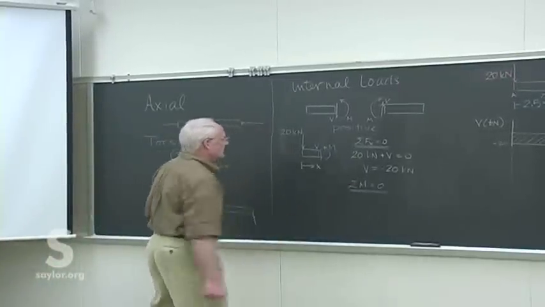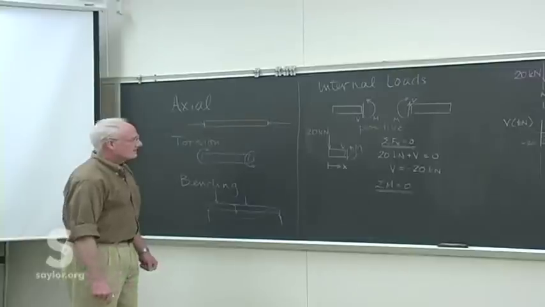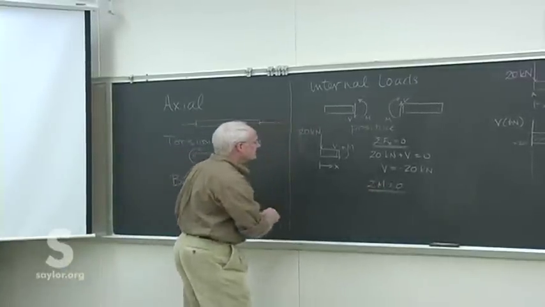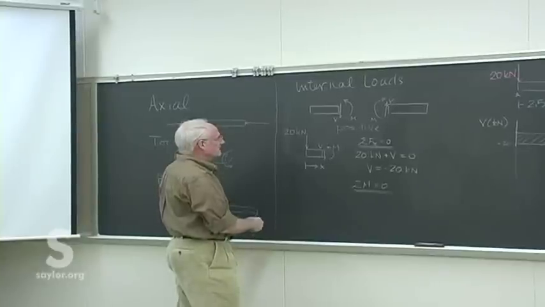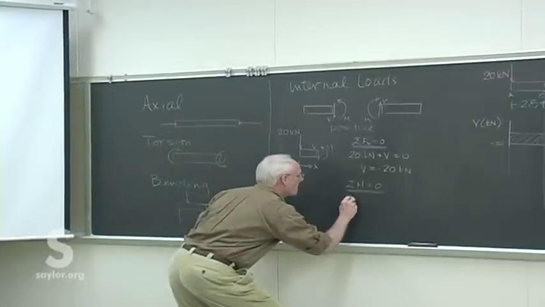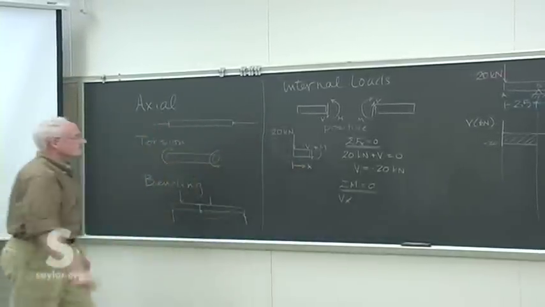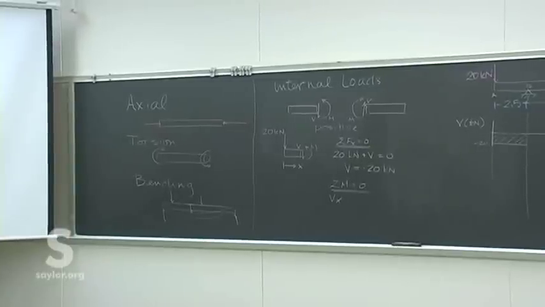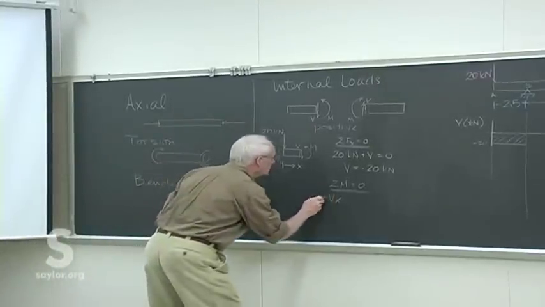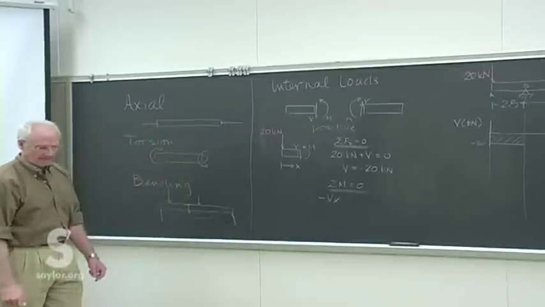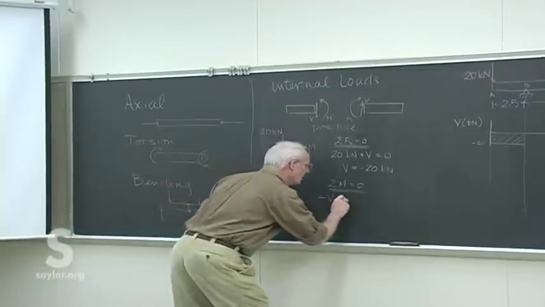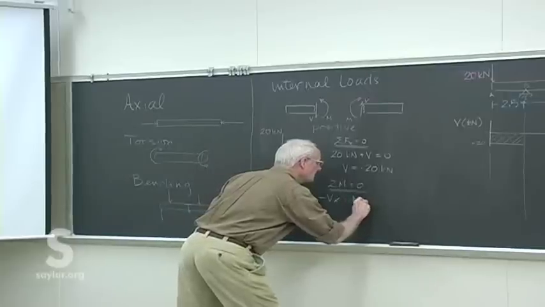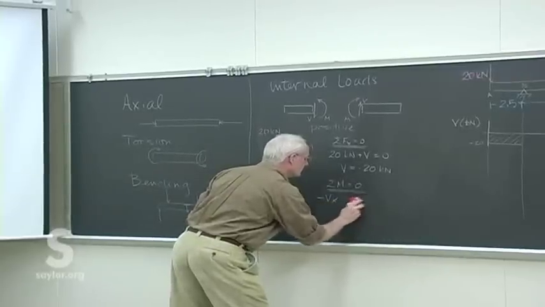All right, so again, then we sum the moments and know that they'll sum to zero. We have a clockwise moment between the V and the two V's, a distance X apart. We know that's in the negative direction. And then that's got to equal the, also a clockwise moment. Oh wait, and that's our positive direction for these.